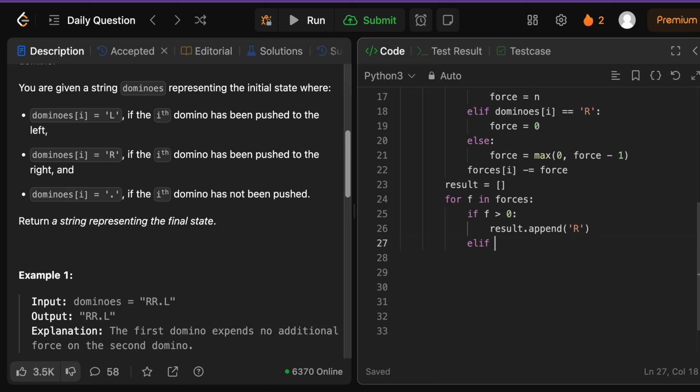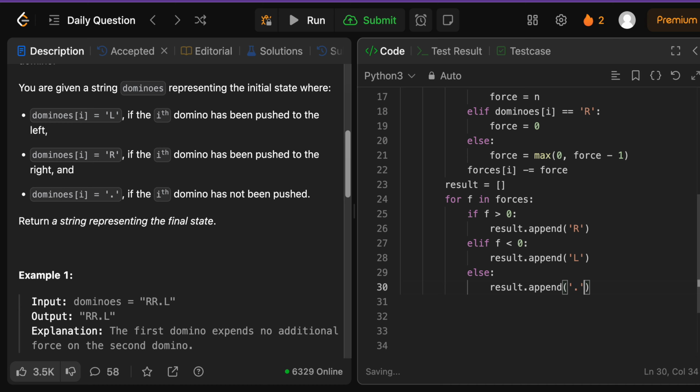What if f is negative, meaning f is less than 0? If that's the case, well then we very straightforwardly append for the current index or domino to the result L, because that would indicate that this has a leftward force. And finally, our last case in the else conditional: if f is 0, if the net force is 0 more specifically, well then we know that the domino would remain upright. Its net force is 0, meaning it has a balanced force between both sides, left and right. And then we append to our result for this current domino just a very straightforward dot, indicating that it is an upright domino.